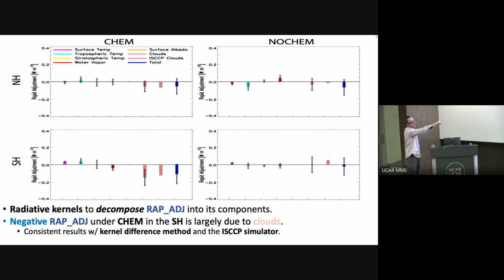So the two pink bars, these are two independent estimates of the cloud rapid adjustment. One is based on the kernel difference method, and the other one is based on the ISCCP simulator.